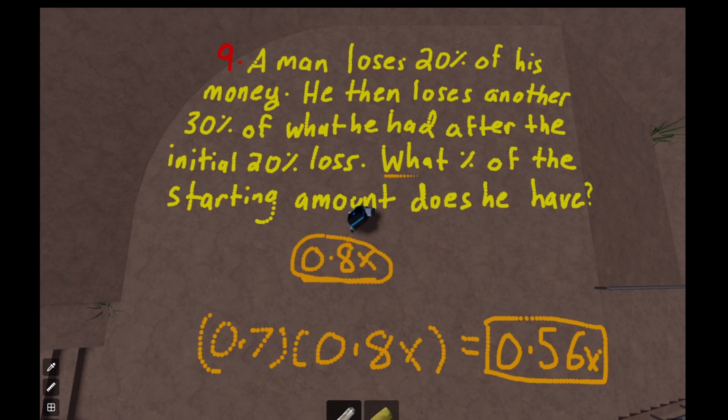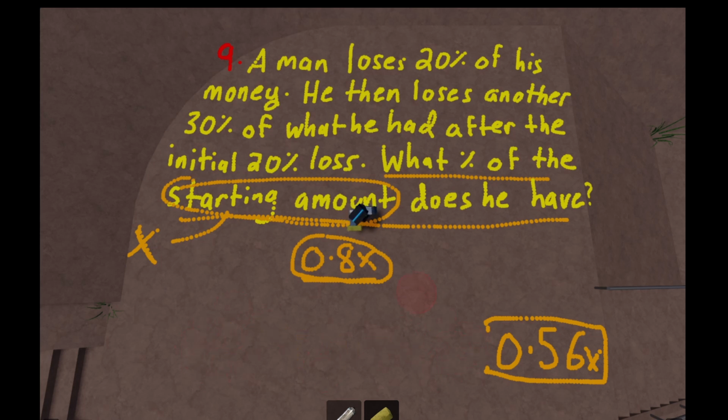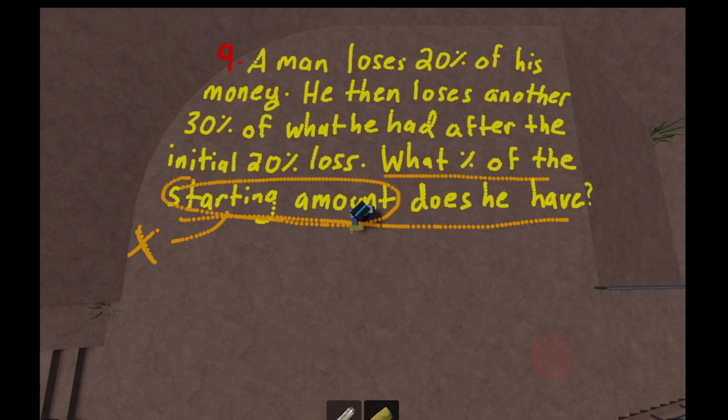But the problem is asking us what percent of the starting amount does he have? And remember, the starting amount is just X. So this is just a percent of problem, and we can do these pretty easily. You just erase a bunch of stuff here to make some space. To do a percent of problem, just set up your fraction, and then the of number, which is of the starting amount, goes in the denominator. In this case, it's just X. And then the other number is just how much we have right now, 0.56X.